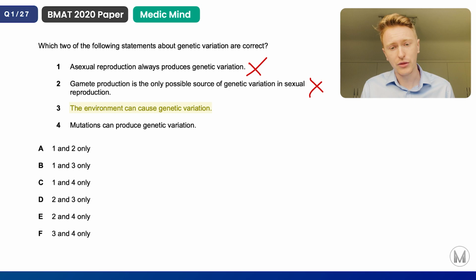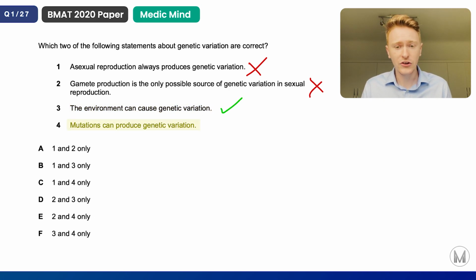If we look at statement number 3, the environment can cause genetic variation. Well, this seems to make sense. If you exposed yourself to many UV radiation rays, or you went into a big X-ray machine and sat there for 2 years, you would expect to have some mutations in your cells and as a result, genetic variation in those cells. Therefore, the environment can lead to genetic variation.